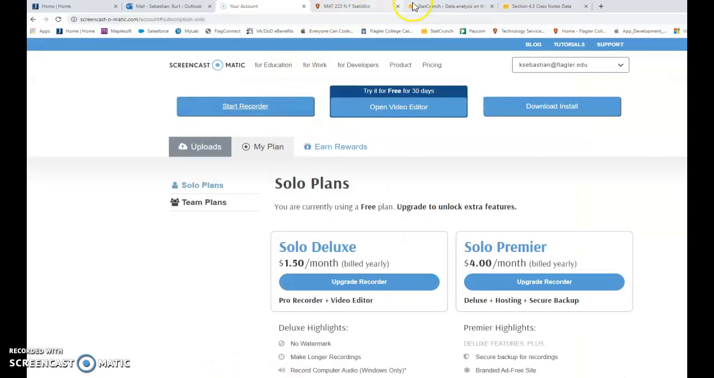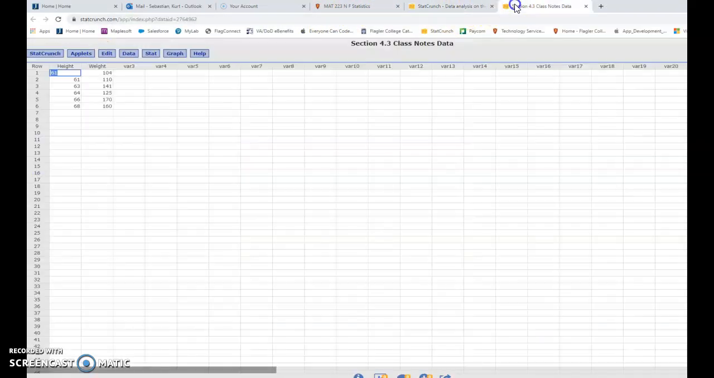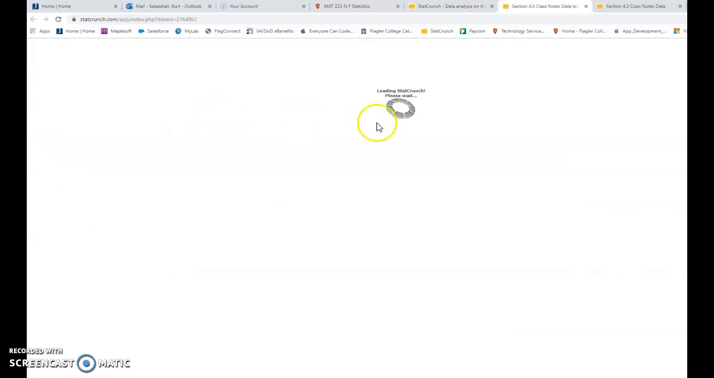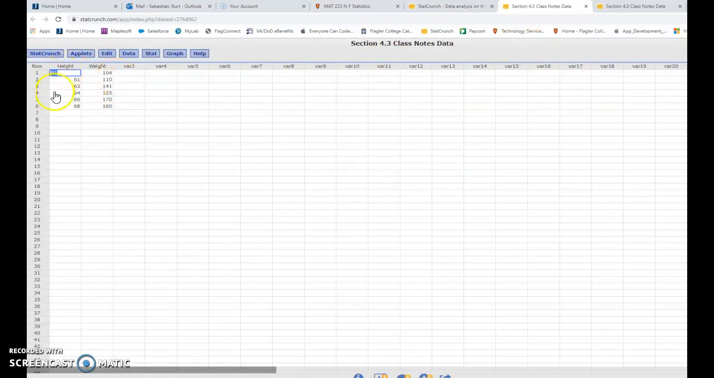Here's StatCrunch. Okay, I've got the data here. Nope, need to get the right data. I thought this was it. Yeah, this is the right data, height and weights. We're going to make height x.